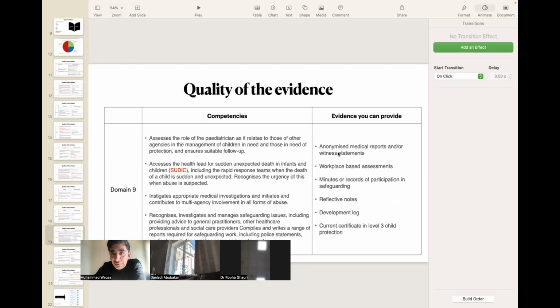Okay. So if you see the first thing, anonymized medical reports or witness statements. A witness statement is also one thing in which you don't have to go to the court, but you give your statement. That can be in a safeguarding case, or a case in which a patient has died, or, for example, an HIE in a baby. So we are opening the investigation and asking you what has happened that day. You can give your statement that you were registrar or an SHO or whatever, and then you did this, and then you passed on to the next shift. So even that involvement is an involvement.